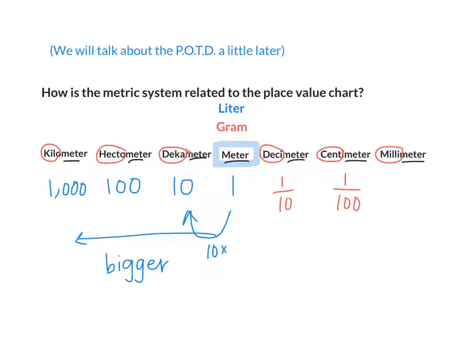1 centimeter is 1/100th of a meter. That means if I take 1 meter and I cut it into 100 equal-sized pieces, one of those pieces would be how long? 1 centimeter long. A millimeter is 1,000th of a meter.